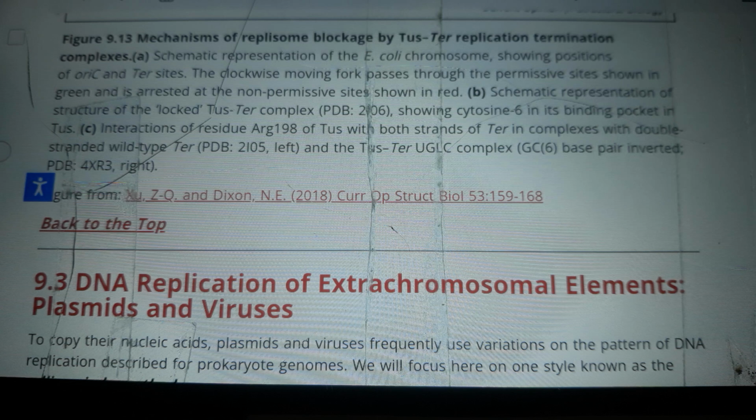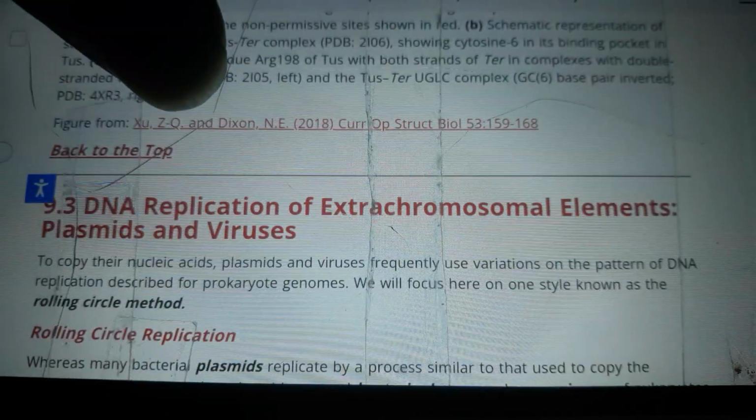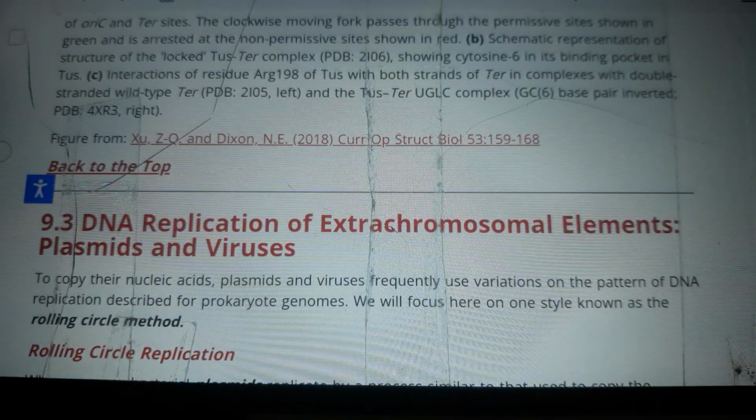Figure 9.13, mechanism of replisome blockage by Tus-Ter replication termination complexes. A. Schematic representation of the E. coli chromosome showing positions of oriC and Ter sites. The clockwise moving fork passes through these permissive sites shown in green and is arrested at the non-permissive sites shown in red.